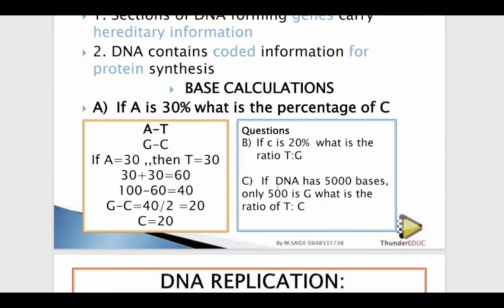Anyway, let's not waste time. If DNA has 5,000 bases, only 500 is guanine. What is the ratio of thymine to cytosine? It means that you have 5,000 bases, and this is the total for DNA. They are saying that only 500 is guanine. It means that this is equal to guanine.